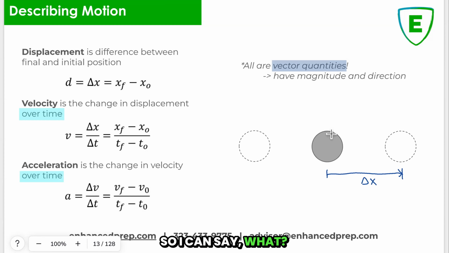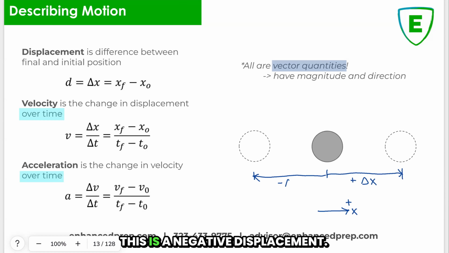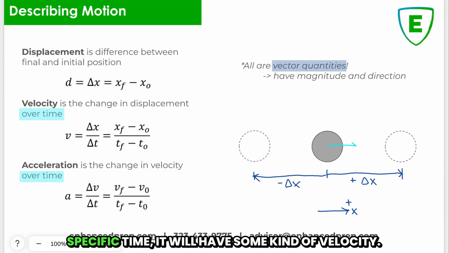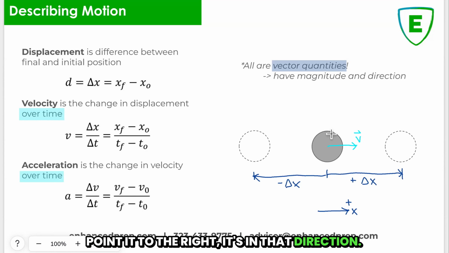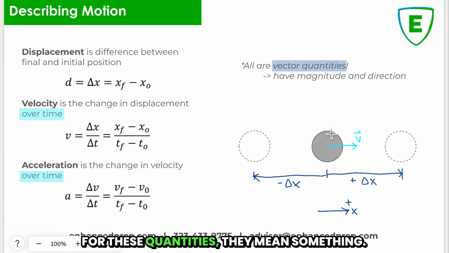So there's my axis. Let's say that's X, and this is positive. So that's a positive displacement. And then if I look over here, this is a negative displacement. And then if it goes there in a specific time, it will have some kind of velocity. Pointed to the right, it's in that direction. Pointed to the left, in the opposite direction. And then if the velocity changes, there's some acceleration. So yeah, be on the lookout for pluses or minuses. For these quantities, they mean something.